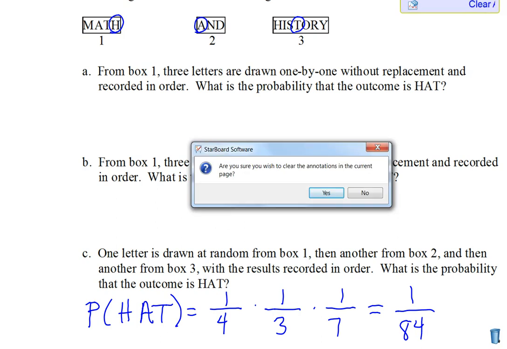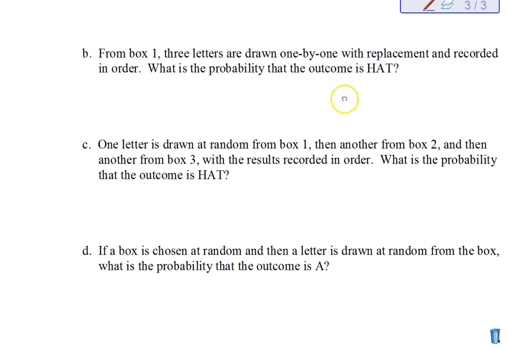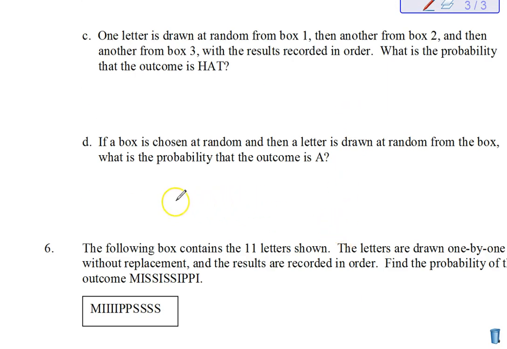All right, and then last part here is part D. Part D says if a box is chosen at random and then a letter is drawn at random, what is the probability that you get an A? And you have to really think about this one, because on the previous 3 parts, I told you which box you were using. On part A and B, we were using only box 1. On part C, I told you you're going to take one letter out of box 1, then box 2, then box 3. This one, you're randomly choosing a box, and then you're randomly trying to get an A. So it's a little bit different of a problem.